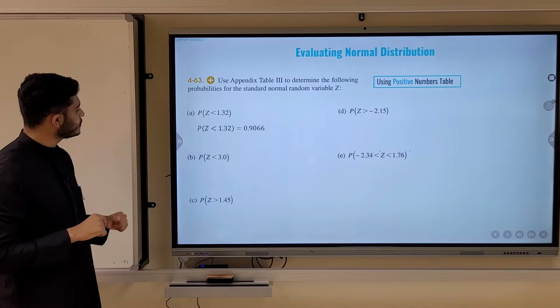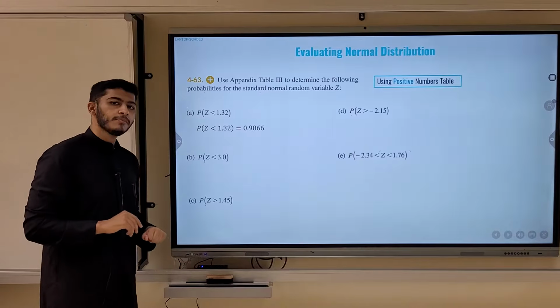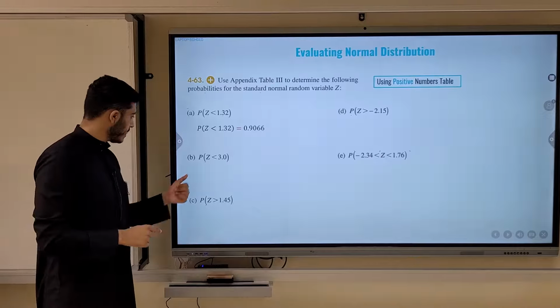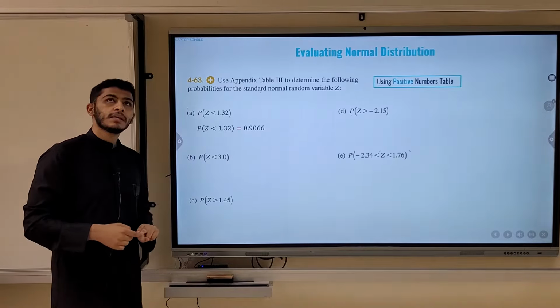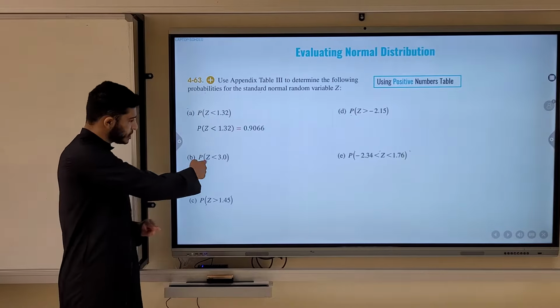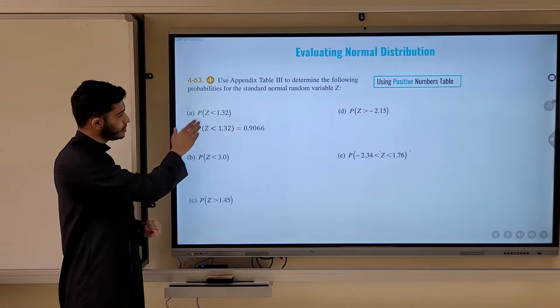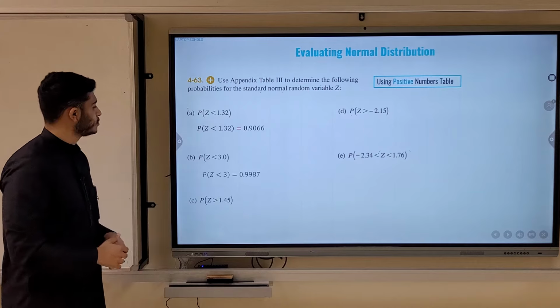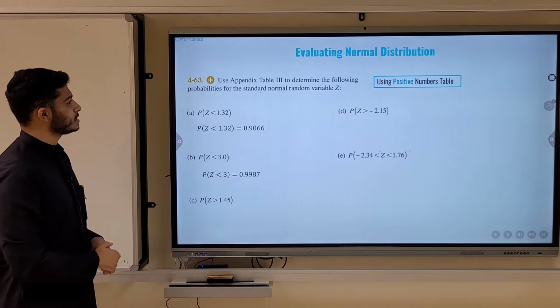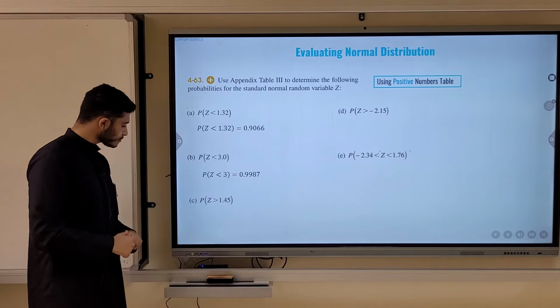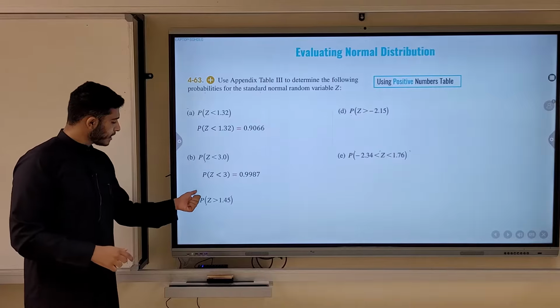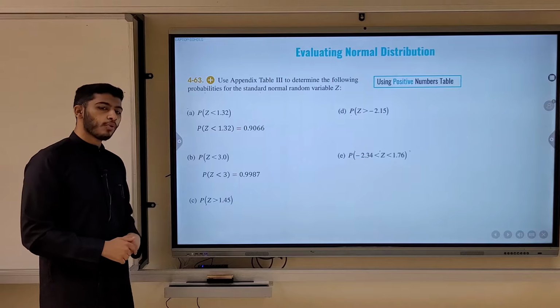Next one, probability of z less than 3. The same two questions. Is it cumulative? Yes, you have less than. Does the sign here match the sign in the table? Yeah. Positive, positive. Perfect. You don't need to do anything, just go look for the number in the table. Now, probability of capital Z greater than 1.45.